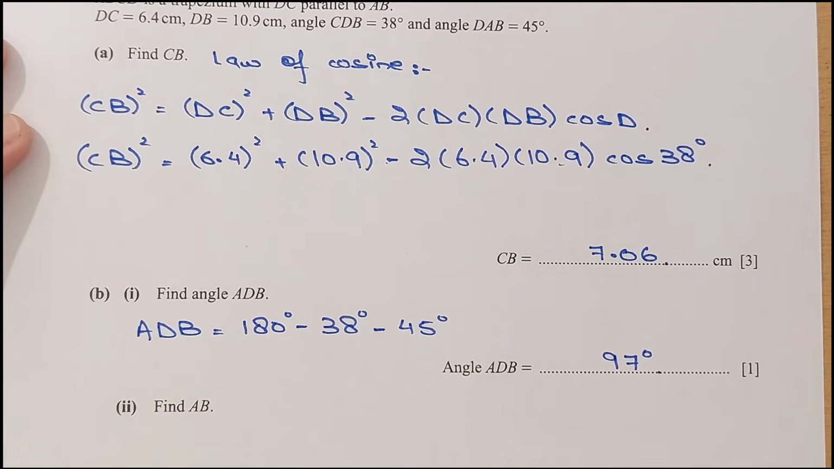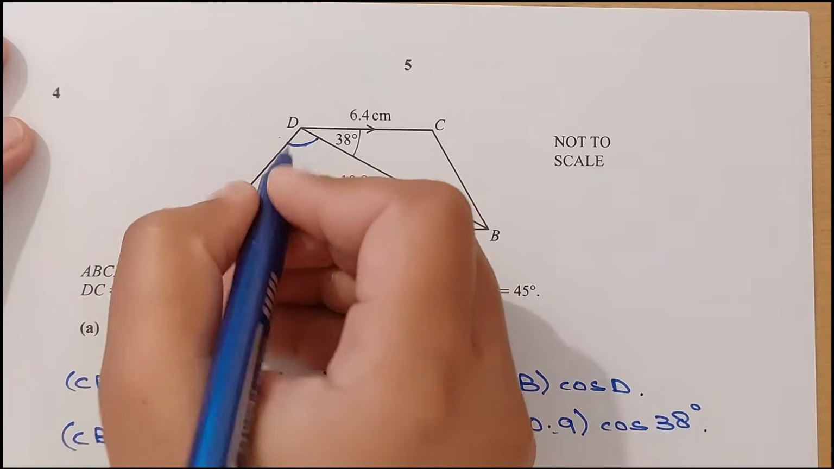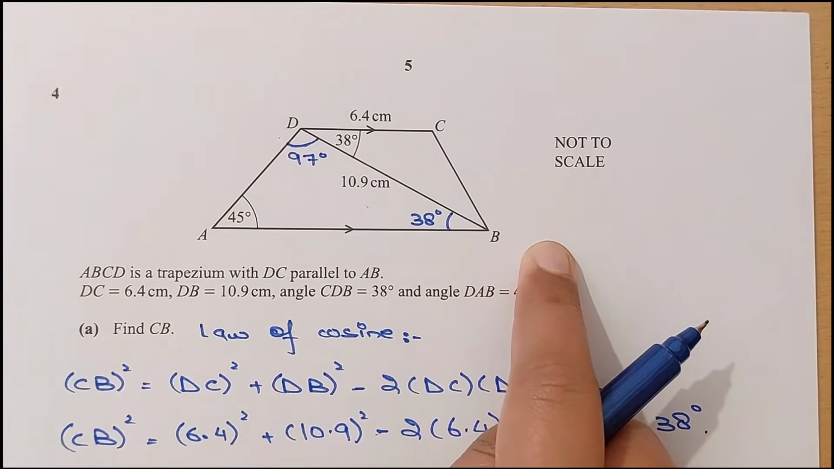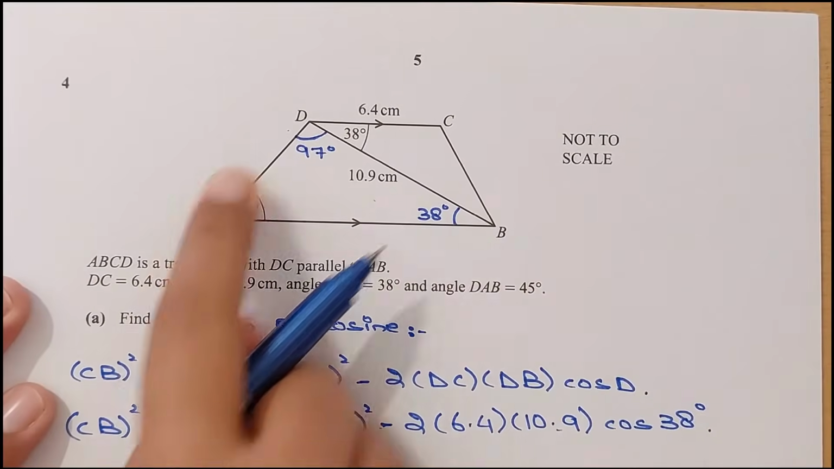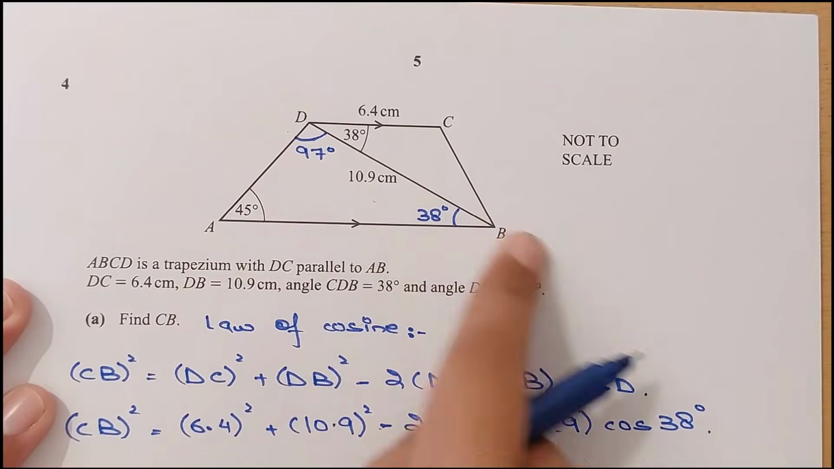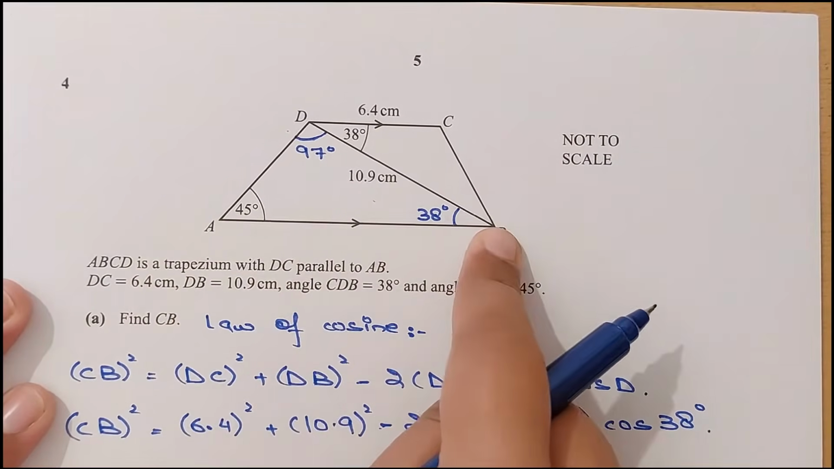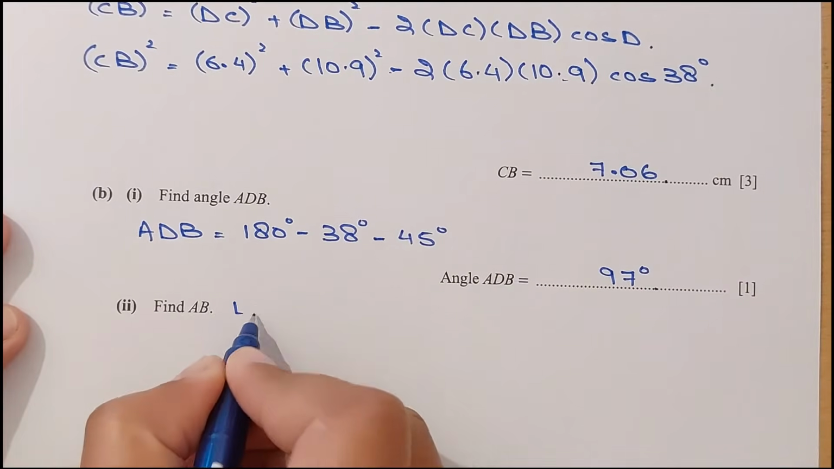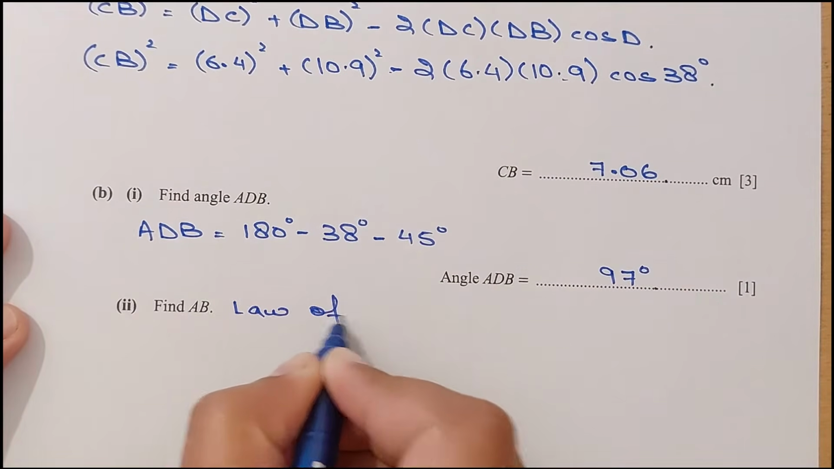Now for the second part, find AB. This is 97. AB, this side we have to find. So if I consider this triangle ADB, we have all the three angles and we have one side. We can find this side. Here we apply the law of sine for this.